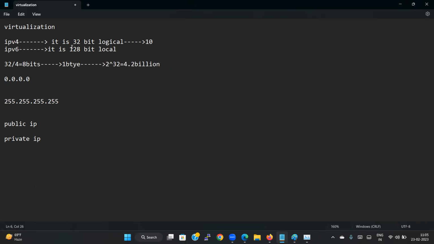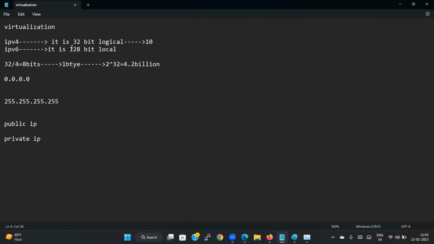For 1 lakh computers also, you can utilize the private IPs. For 1,000 computers, you can utilize the private IPs. For 100 computers also, you can utilize the private IPs. So you can utilize the private IPs within the organization. For the multiple devices, you can have multiple private IPs.